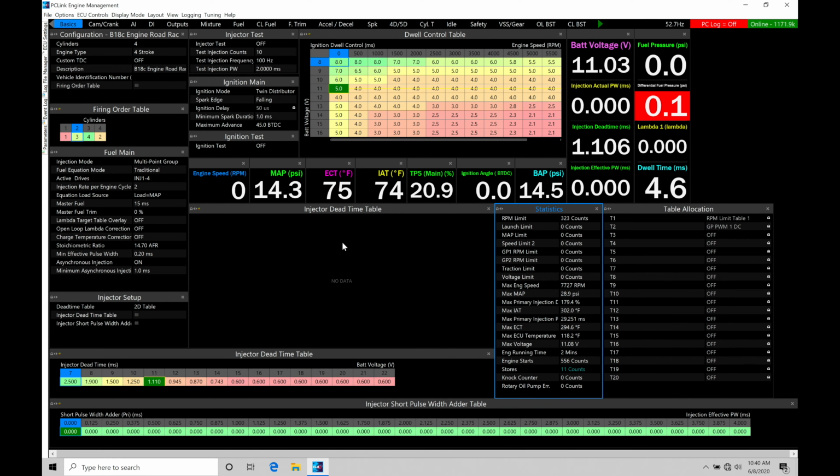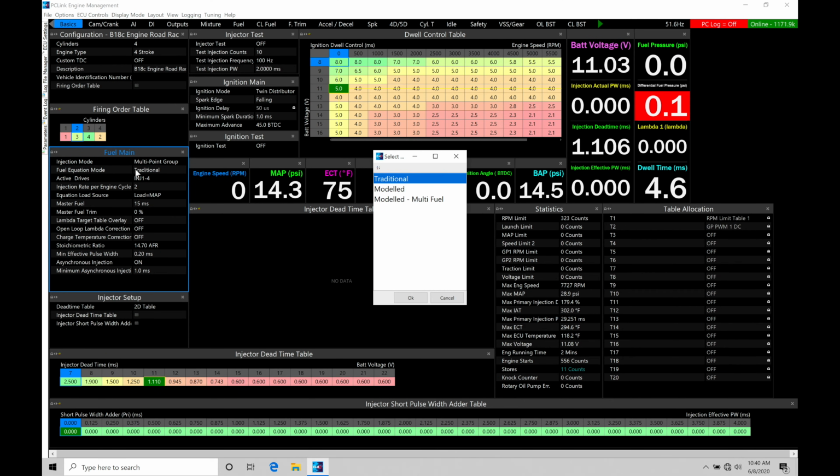So let's jump in here to our basics page and let's move down here on the left hand side under fuel main, and we can take a look under fuel equation mode. We're going to find that we have our options here to select. So we have traditional, which is what we're going to cover in the video here. We're going to find model, which is what we're going to cover in the next video, and then model multi-fuel, we're going to cover that later on in the training course. That's for flex fuel control. So if you're going to be doing a flex style tune, you need to be in model multi-fuel.